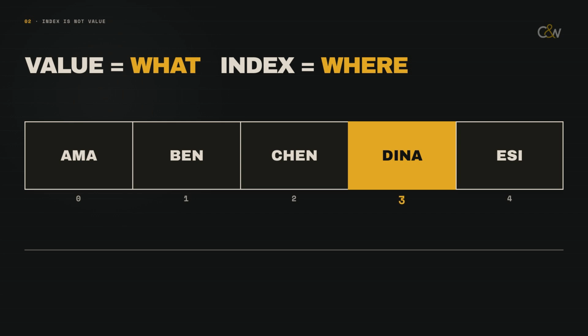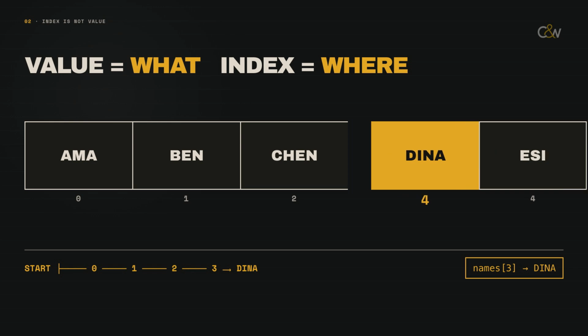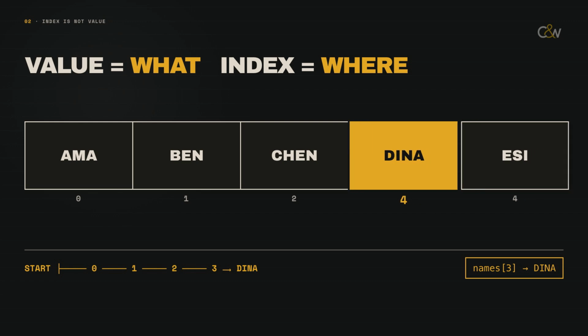Why does the first index start at 0 in many languages? Think of the index as a distance from the beginning. The first box is 0 boxes away from the start. The next is 1 box away. Dina is 3 boxes away. So names at index 3 means, start at the array, move 3 positions, and read the value there. The answer is Dina. An index is not the item's permanent identity. Insert a new name before Dina, and Dina's index changes. The index describes a current position inside this particular array.